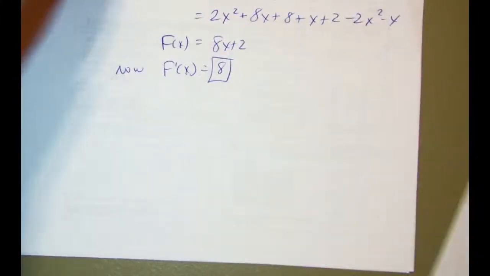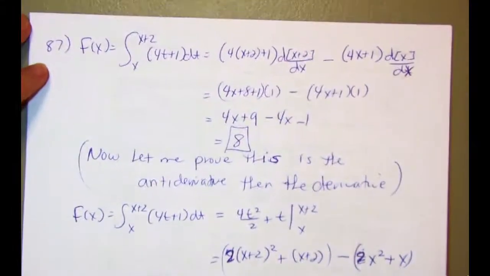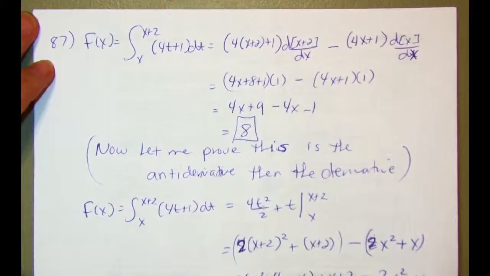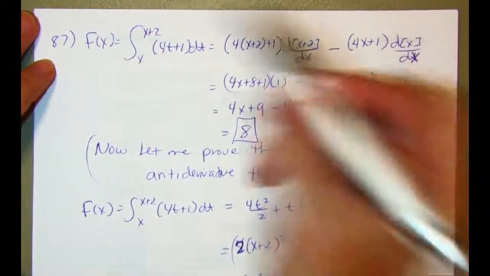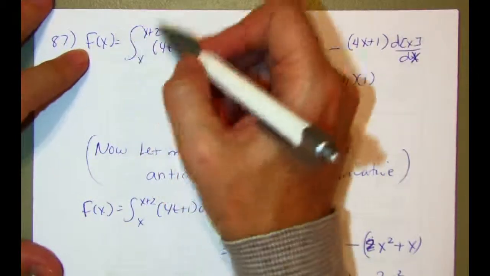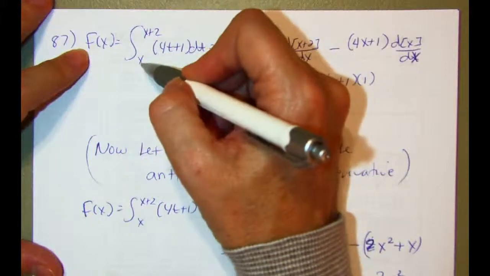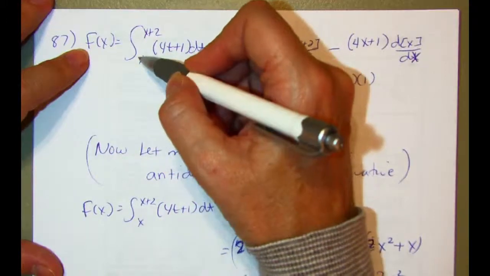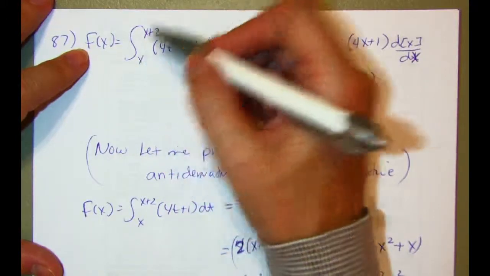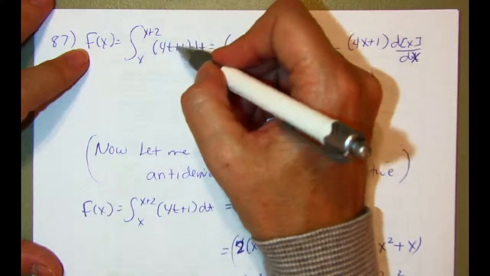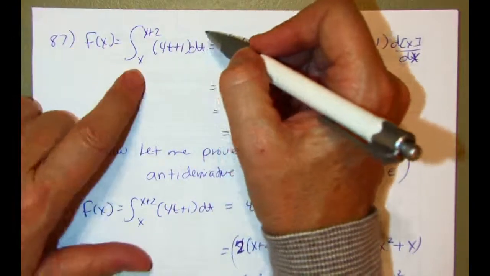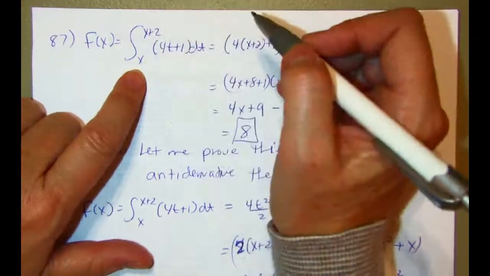Next problem, and last problem for tonight. Number 87, and I'm actually choosing homework problems. Capital F of x from x plus 2 to x. Again, not constants. So I have to use the second fundamental theorem of calculus. Here's my function, 4t plus 1 dt. Notice these variables do not match.